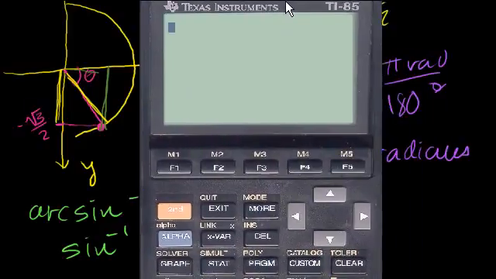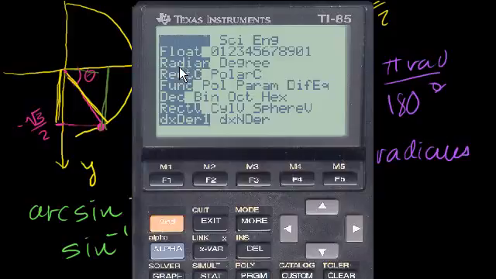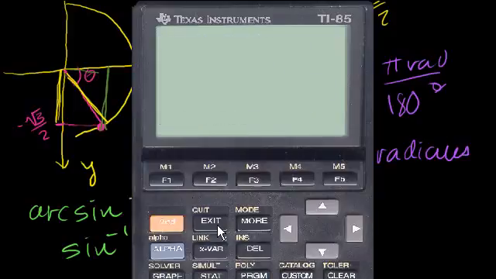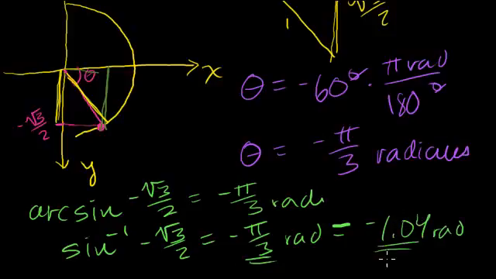I put this in radian mode already. You can just check that in the mode settings. I'm in radian mode, so I know I'm going to get hopefully the right answer. And I want to figure out the inverse sine. So the inverse sine, the second function on the sine button, of minus square root of 3 over 2. It equals, see, minus 1.04. So it's telling me that this is equal to minus 1.04 radians. So pi over 3 must be equal to 1.04.